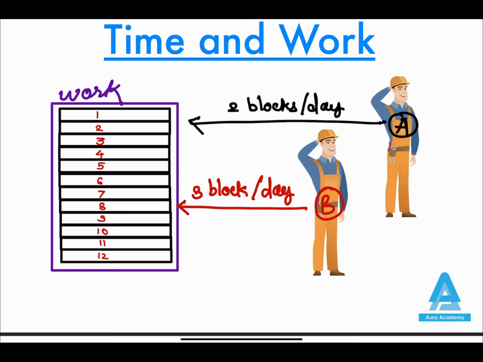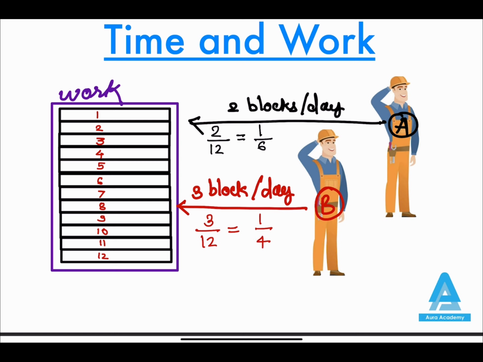Now recall our rules. What was our rule? We just need to find the work done in a single day. So work done in a single day by A is 2 by 12, that is 1 by 6. Now work done by B is 3 by 12, which equals 1 by 4.